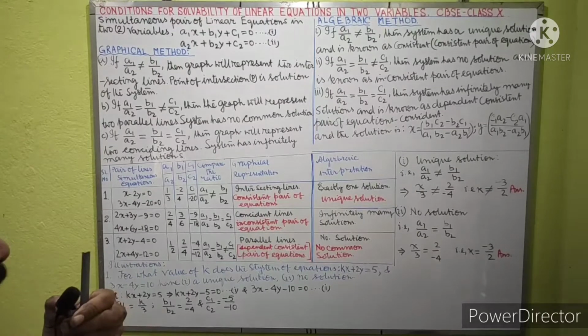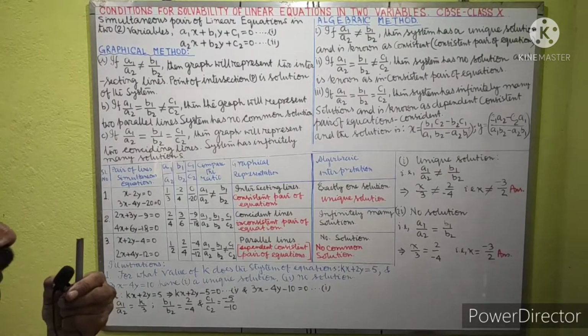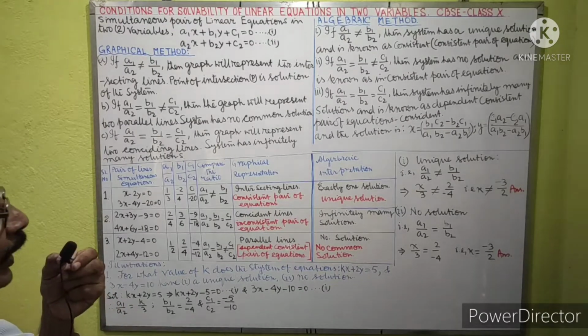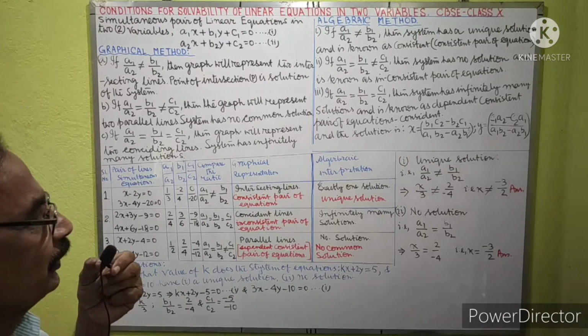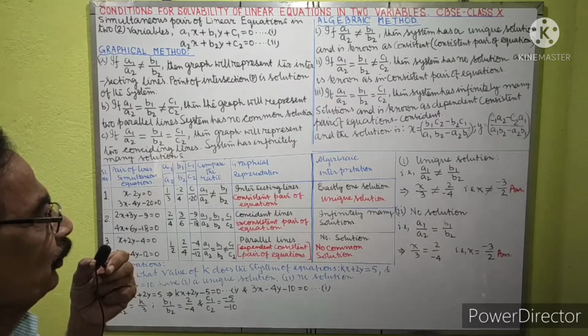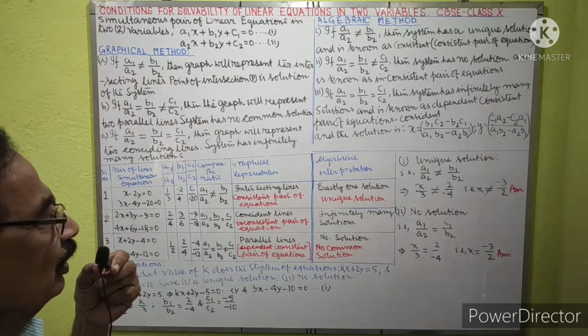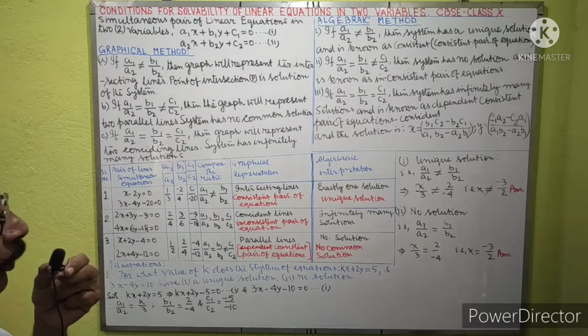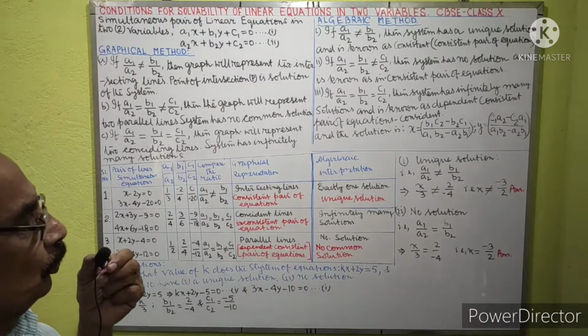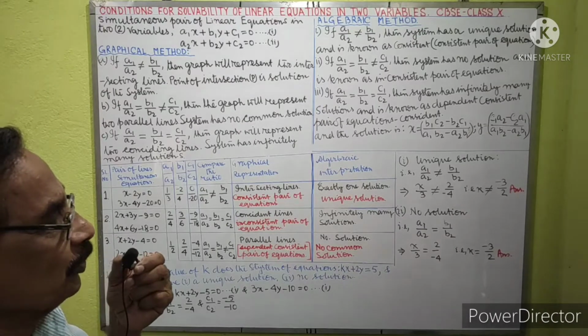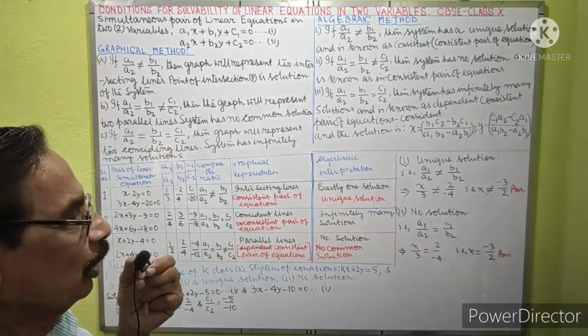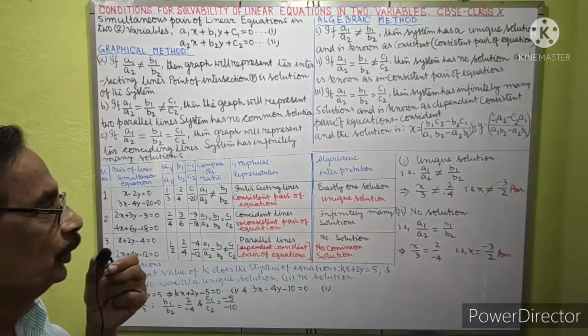And if a1 by a2 equal to b1 by b2 equal to c1 by c2, then the system has infinitely many solutions and is known as a dependent, consistent, coincident pair of equations.